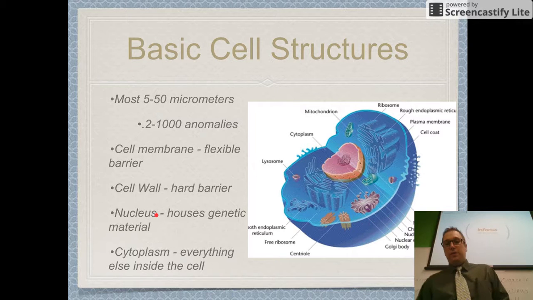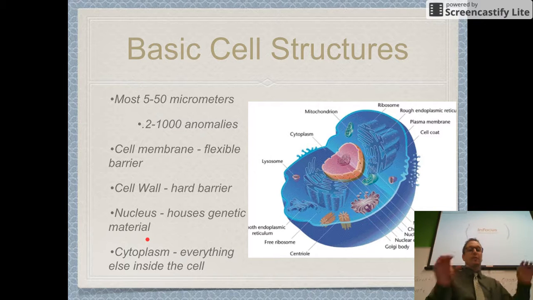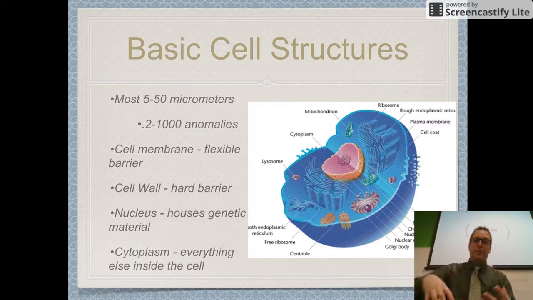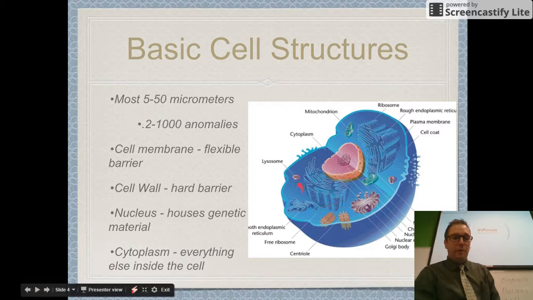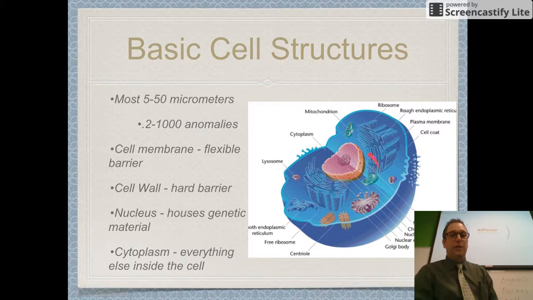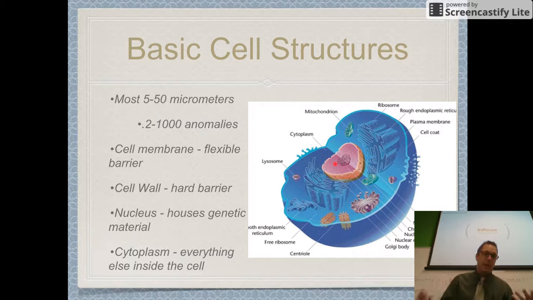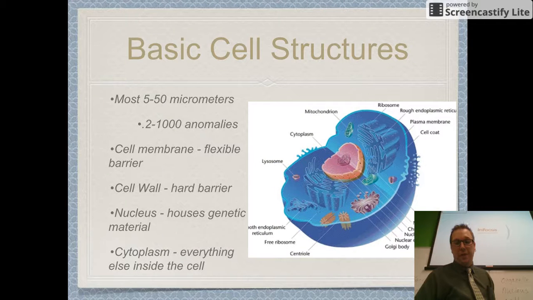Most cells have a nucleus. All eukaryotes have a nucleus. Prokaryotes don't have a nucleus, but they still have DNA. They still have genetic material floating around the cell. You gotta have that DNA to control the cell. And every cell has a cytoplasm. The cytoplasm is everything else in the cell. Most people think of it as just the liquid, but it really includes all of the organelles and everything outside of the nucleus. Very important part of the cell.